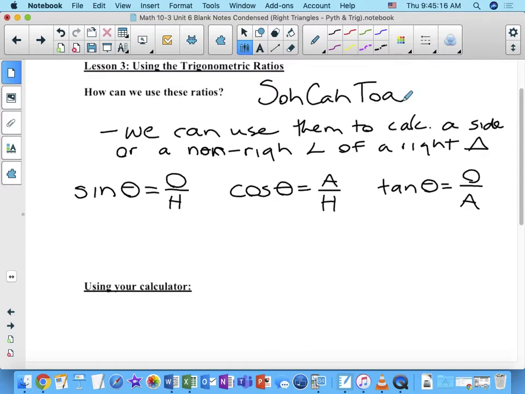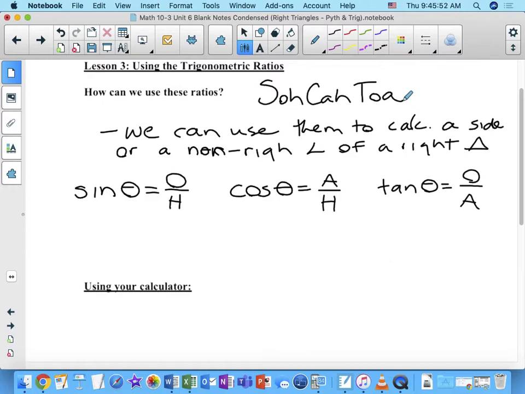Okay. And the idea between these three ratios is that each one of them has three unknowns in them. One angle and two sides. And in any equation, as long as you know all but one unknown, so in this case, 2 out of 3, you can solve it.